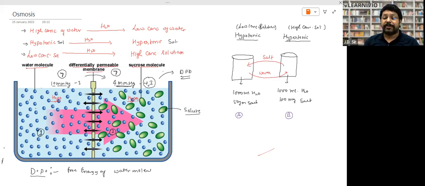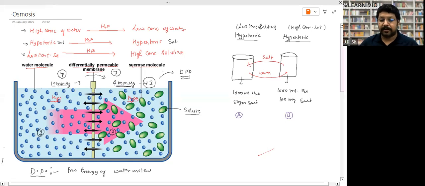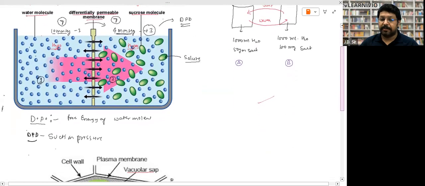That much diffusion pressure is deficit, and when the water comes over here, the diffusion pressure will develop and it will become 7 on both of them. So this is called DPD. Tell me, is it clear or not? Is DPD clear or not?